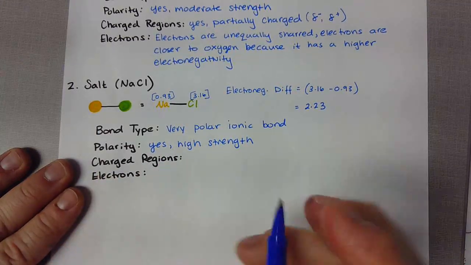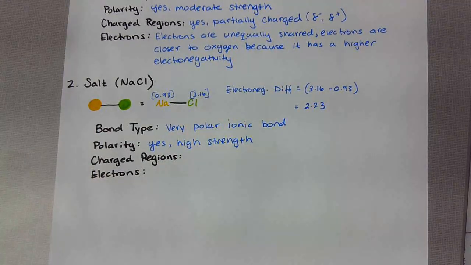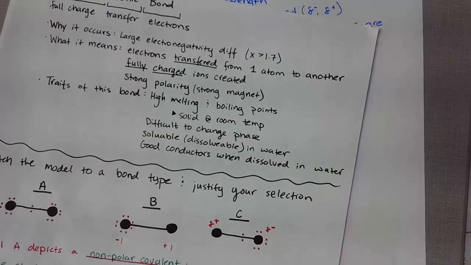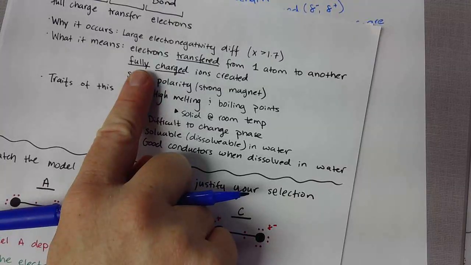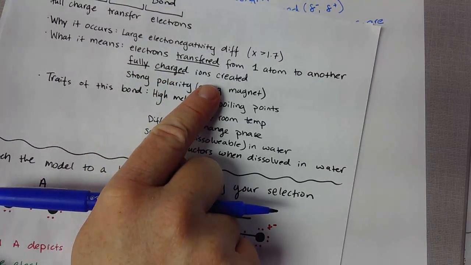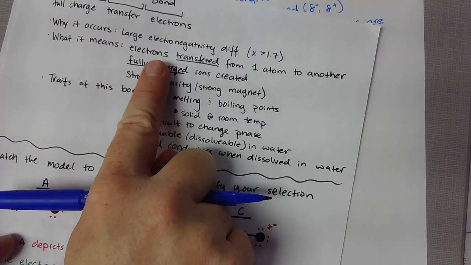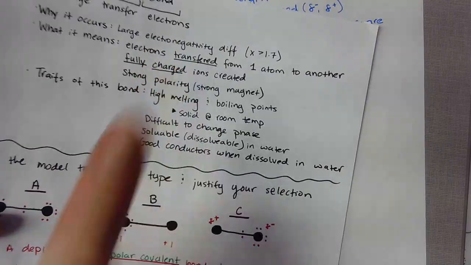What kind of regions am I going to have? All right, check my notes. Lots of checking notes when we're dealing with vocabulary. So what kind of regions am I going to have? Fully charged ions. What did my electrons do since I'm here? Well, they fully transferred.